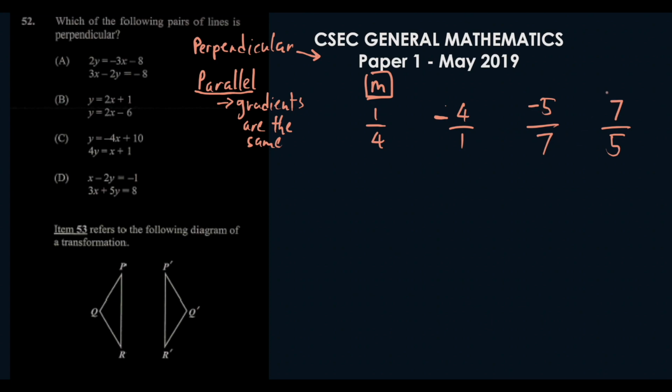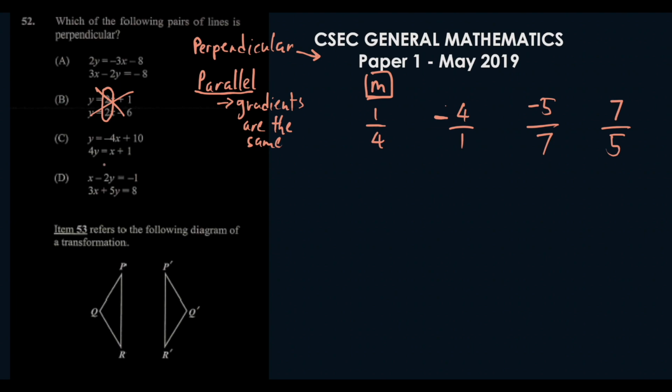Okay, so this here now is positive, this here is a negative, this here is a negative, this here is a positive. As you can see, we flip and change the sign. Now, do we see anything here that's parallel? Definitely. This here is parallel because the gradient is the same.